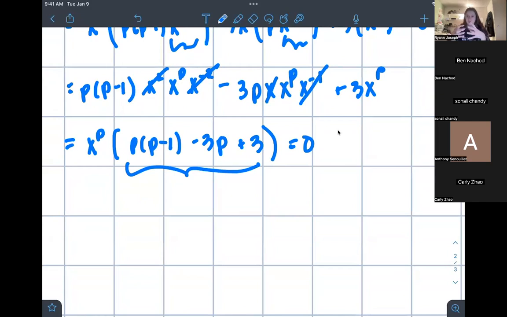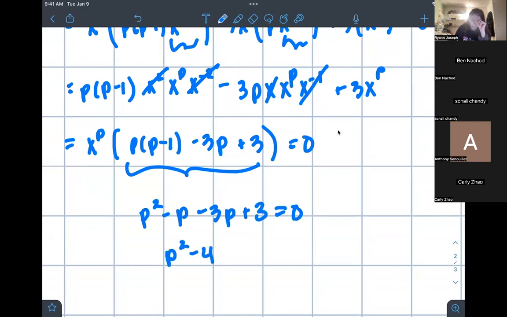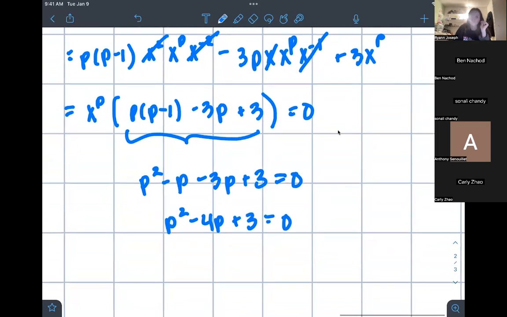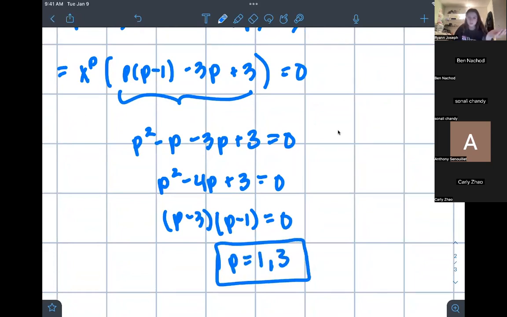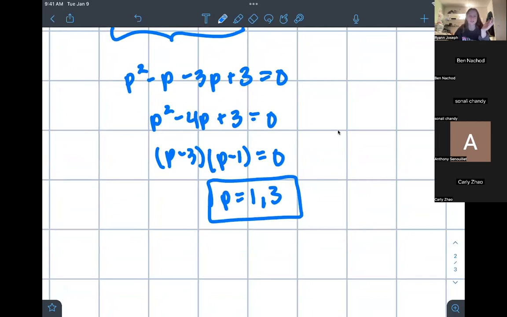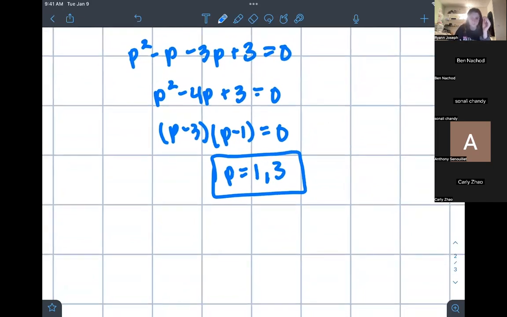This is the characteristic polynomial for Cauchy-Euler equations. These roots are what determine what the solution looks like. So p squared minus p minus 3p plus 3 is equal to 0. P squared minus 4p plus 3, p minus 3, p minus 1, so the roots are 1 and 3. These roots, again, like I put in the slides, based on the roots, that's what your solution is going to look like. I'm going to say, well, we know it's going to be of this form.